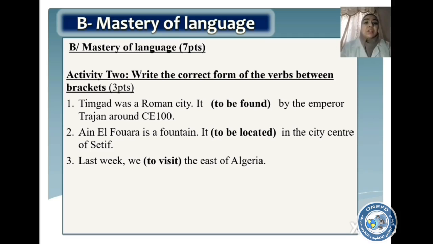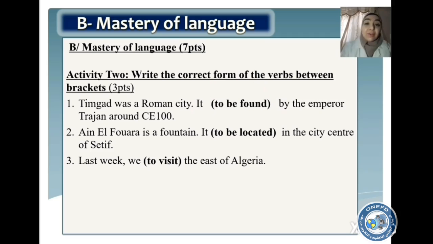Okay, I stopped here. So, Timgad was a Roman city. I have here "was." Which tense is this? It's the past simple. It to be found by the Emperor Trajan around 100 years CE, a long time ago. So, to be found by, I have here "by the emperor." To be found, composed of the verb to be and another verb. What is this? It is the passive voice.